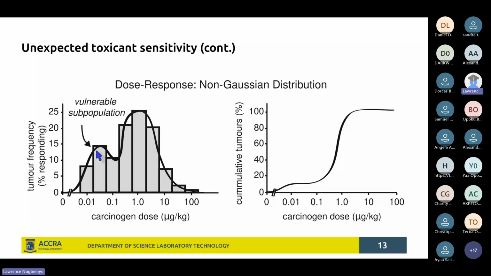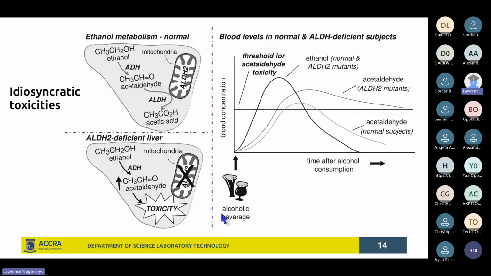Now, we can move on from there. Now, we can look at what we refer to as some idiosyncratic toxicities. So, this is what you see in some individuals that have some sort of impairment. It can be genetic. So I am using a particular case of ethanol metabolism to express this.